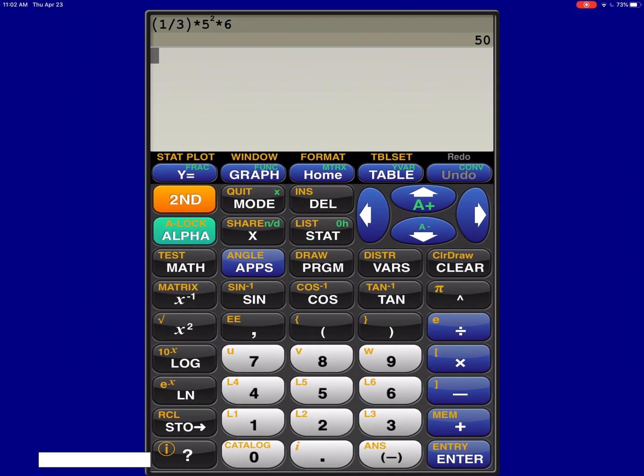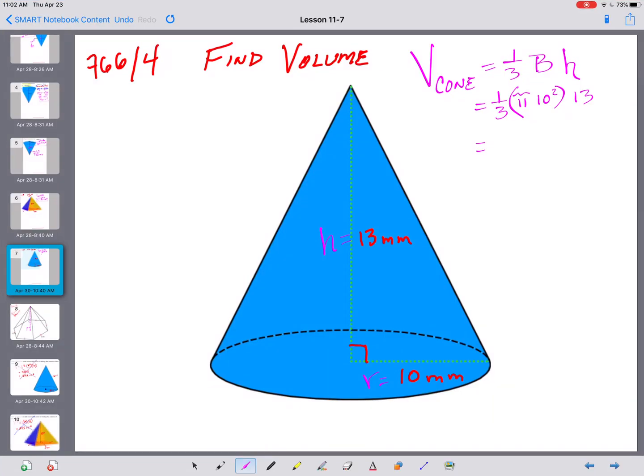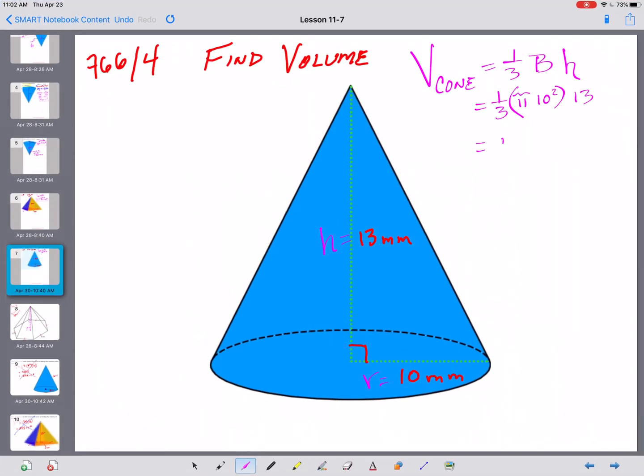Okay, let's do that. We've got 1/3. Then we've got pi times 10 squared times the height right down the middle. We'll check the numbers once again. Yeah, that looks good. Okay, there we go. Looks good. 1/3 base area times the height right down the middle. There it is. 1361 and a little extra. Volume, our units, it's going to be millimeters cubed. There it is. Okay, how about our next one?